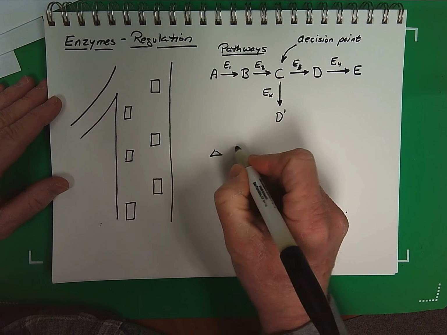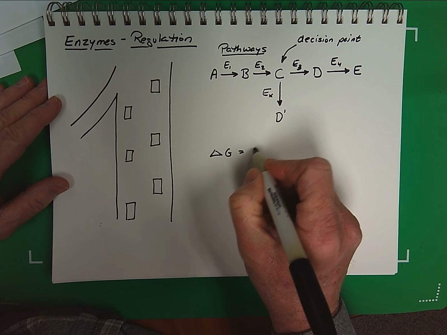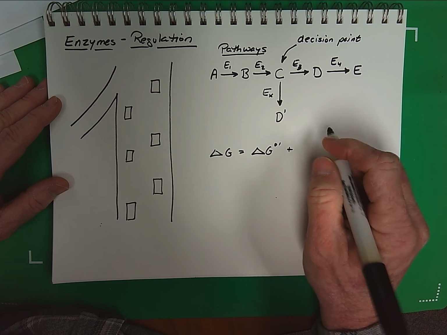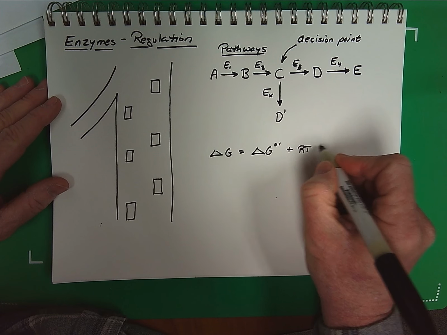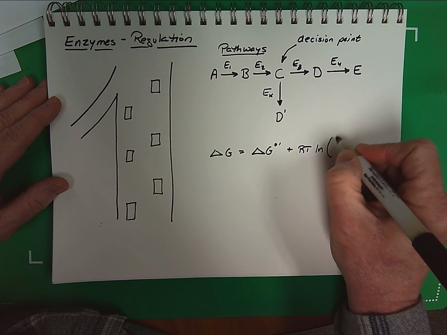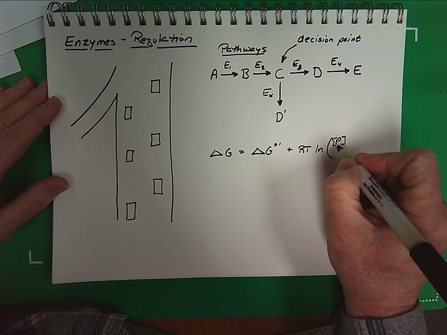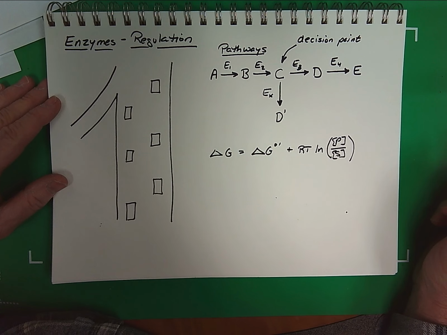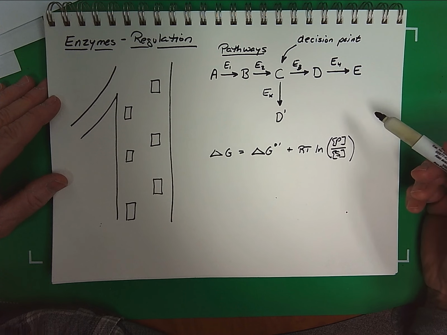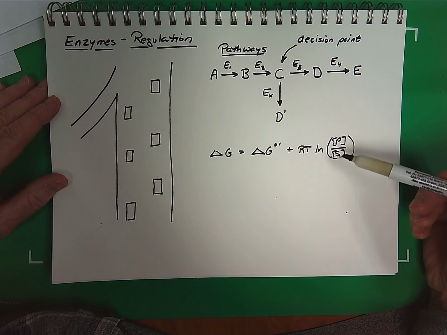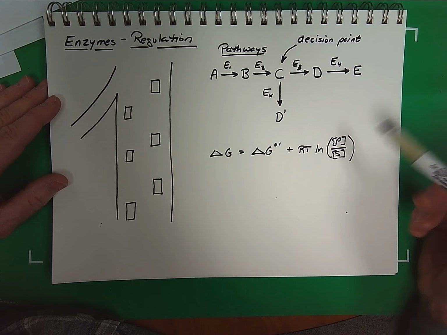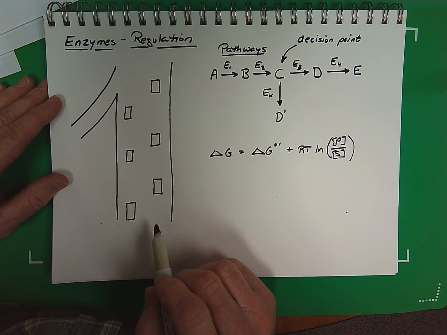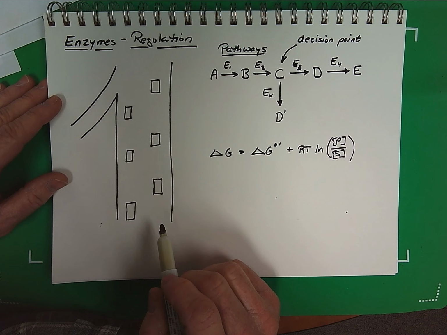Recall our thermodynamics: change in free energy equals the change in the standard free energy plus the natural log of our product over substrate. What we are going to be changing here is the substrate-product relationship in order to alter the thermodynamics to make this decision point. So how does that occur?